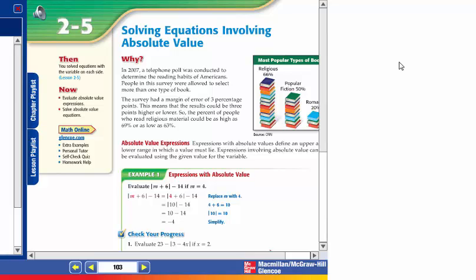Chapter 2, Lesson 5 is on solving absolute value equations, or equations involving absolute value. And the first thing we want to talk about is, what is absolute value? We need to really have an understanding of what absolute value is before we can solve the equations using absolute value. So let's go and define absolute value.